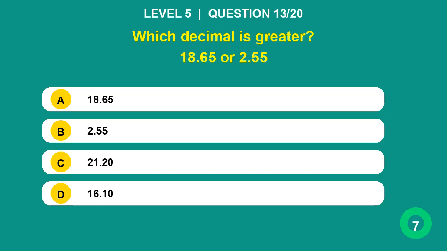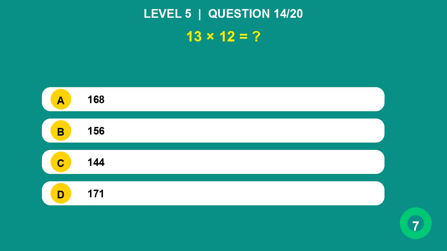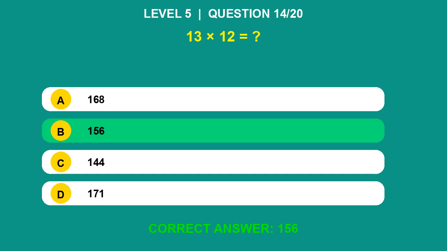Question 13. Which decimal is greater? 18.65 or 2.55? The correct answer is 18.65. Question 14. 13 times 12 equals? The correct answer is 156.